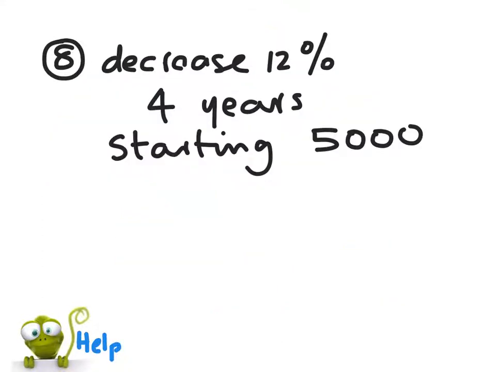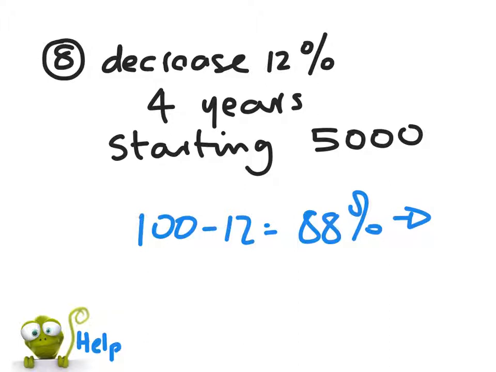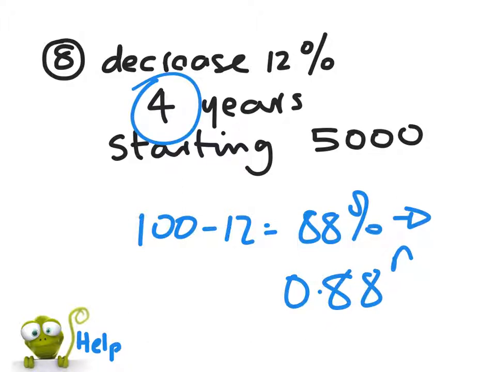Question 8, the monkeys decrease by 12%, so 100 take away 12 is 88%. Turn that into a decimal, 0.88. Doing it for 4 years, so that's the power, and then you times by your starting amount, 5,000, so whatever that comes out to be.